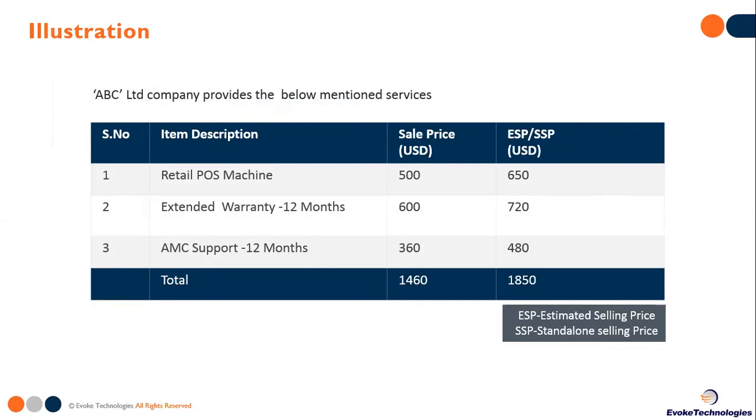The elements in the contract, like the retail POS machine, warranty support for 12 months, and AMC support for 12 months, these three are performance obligations forming part of the contract. And the next is we have an ESP SSP, wherein the ESP SSP price has been mentioned against each of these items, which represents the standalone price when an organization sells these items on a standalone basis. Now the total of ESP SSP stands at 1,850 USD. Now let us move to the next screen.